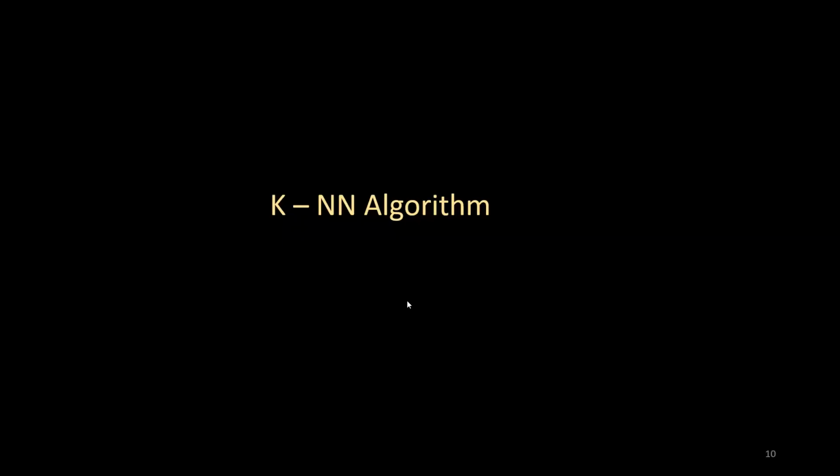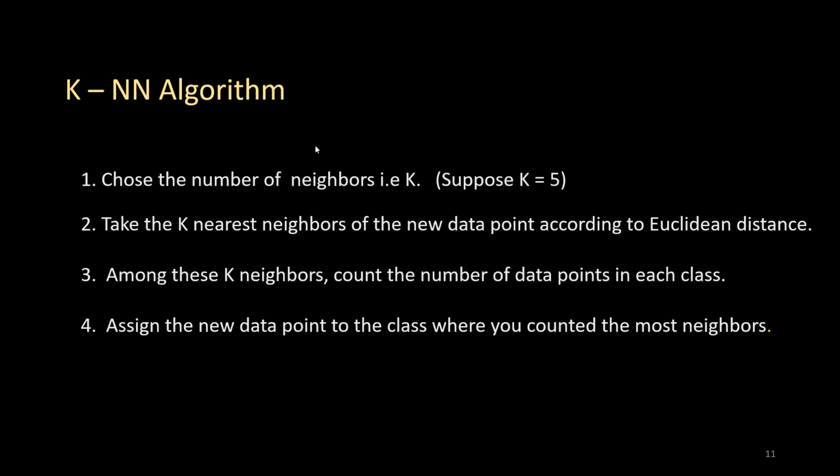So in this lecture, we will learn about the KNN algorithm. Basically, we will see what are the important steps of KNN algorithm and how we can implement KNN algorithm. So these are the four important steps of KNN algorithm. So the first step is choose the number of nearest neighbor, that is the value of k. Okay, suppose we have selected k is equals to 5. So this is our first step.